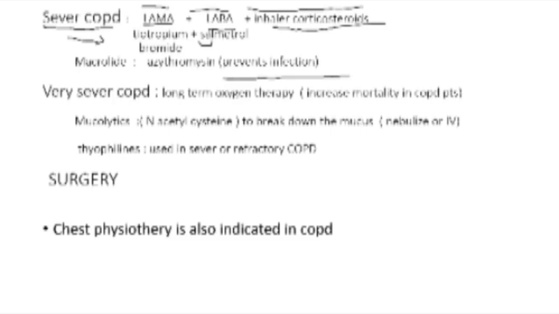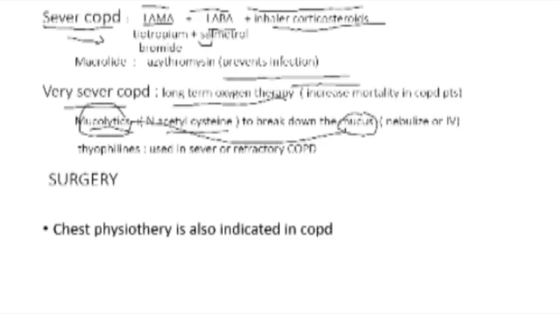In very severe COPD, long-term oxygen therapy is indicated, as long-term oxygen therapy will decrease the mortality rate of COPD patients. Mucolytics like N-acetylcysteine are indicated to break down the mucus. These mucolytics can be given in the form of nebulizer or else intravenously. Theophylline is also used in very severe COPD or in refractory COPD.